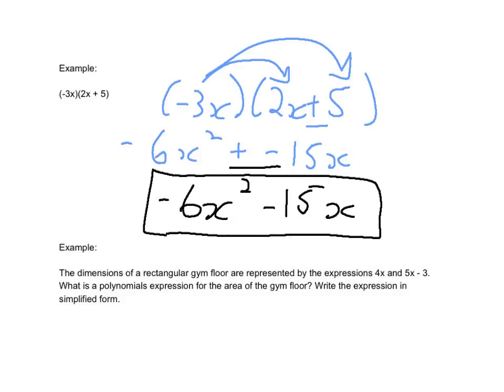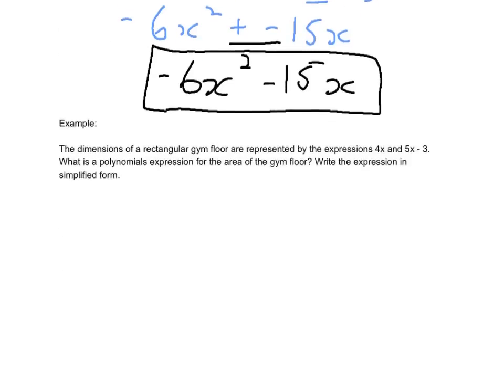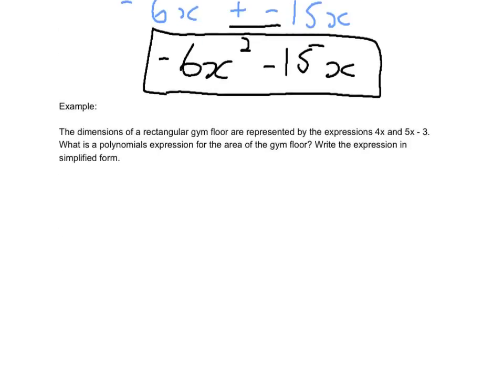Here we'll quickly do a word problem as well, just as an example. You might see something like this. We've got dimensions of a rectangle. So right away we see rectangle. Area of a rectangle is length times width. Reading here, the dimensions of a rectangular gym floor are represented by the expressions 4x and 5x minus 3. What's the polynomial expression for the area of the gym floor? Write it in simplified form. So area, we just wrote that formula down. We're given what the dimensions are, 4x and 5x minus 3. So all we're going to have to do is multiply those out.